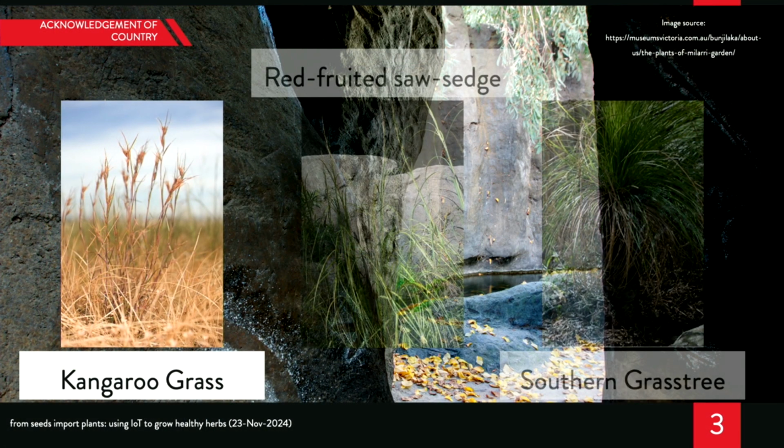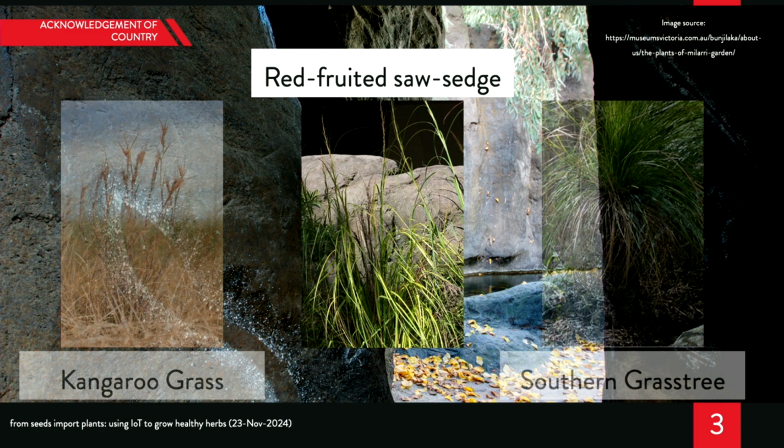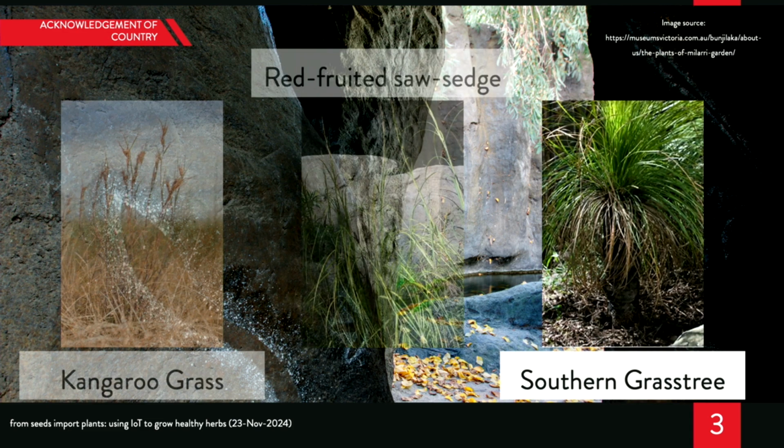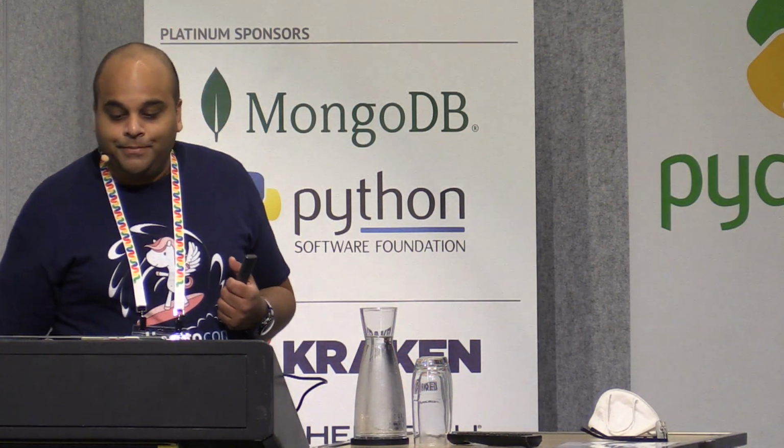So one of the first being kangaroo grass. The traditional owners would use the stems and leaves to make string for fishing nets. The red-fruited saw sedge, the seeds were ground up into a paste, which would make a really simple bread. And the southern grass tree, the roots were eaten, and the nectar from the flowers, when soaked in water, would actually produce a really sweet drink. So it kind of just goes to show our traditional owners actually took care of the land and were the earliest scientists that we probably had worldwide.